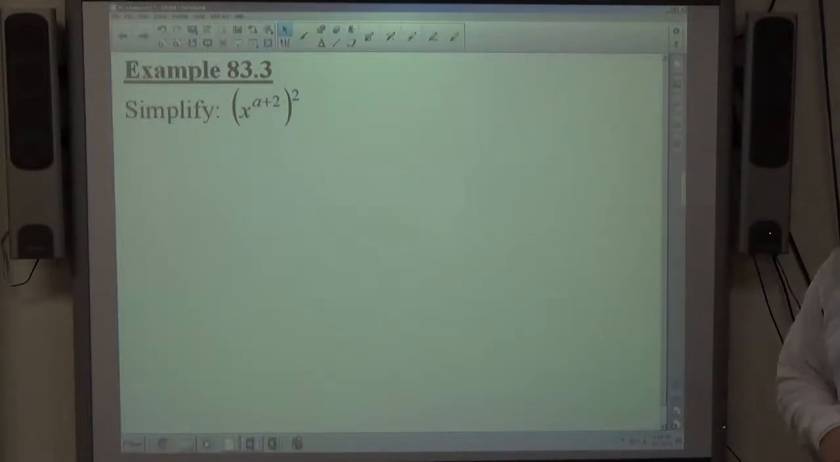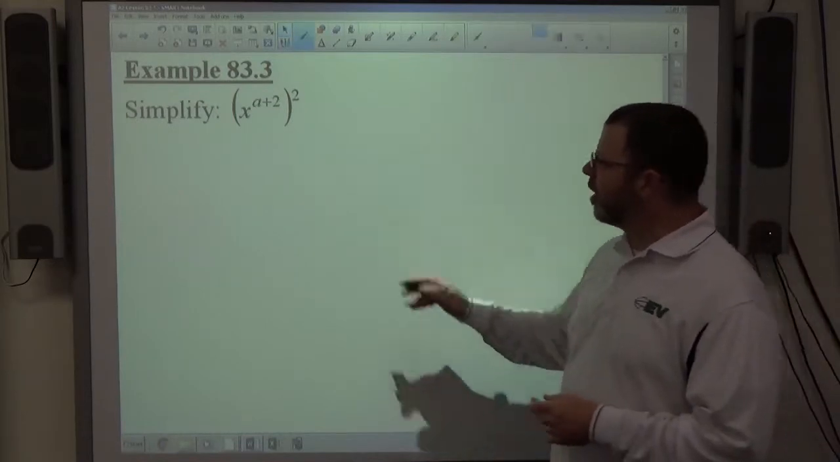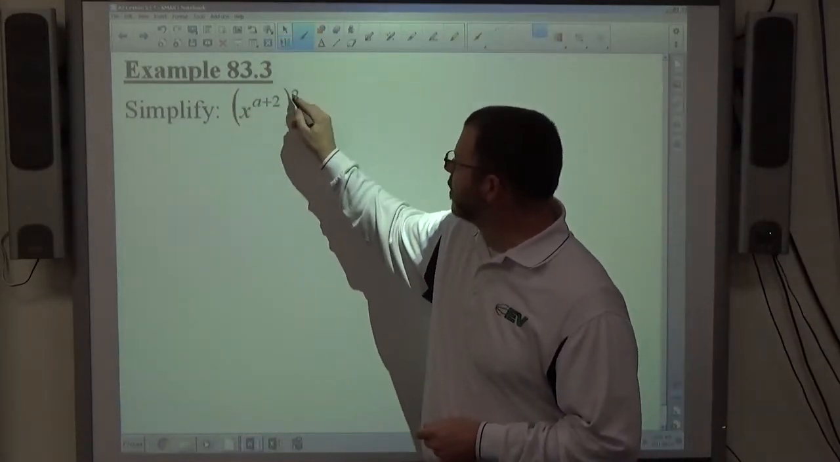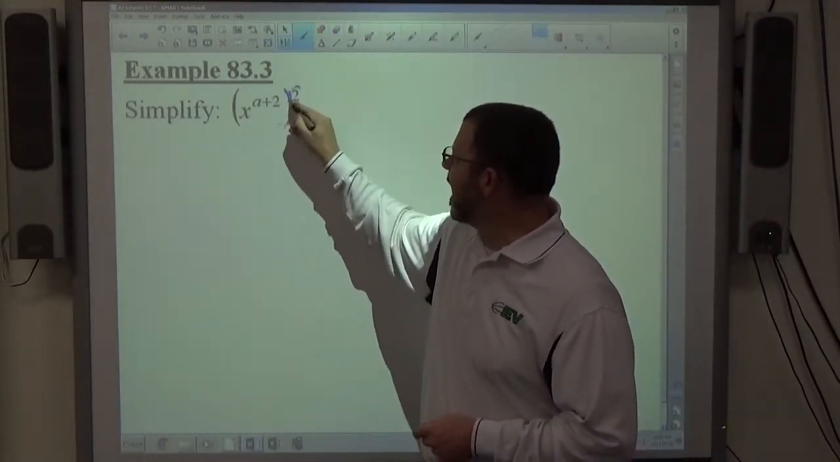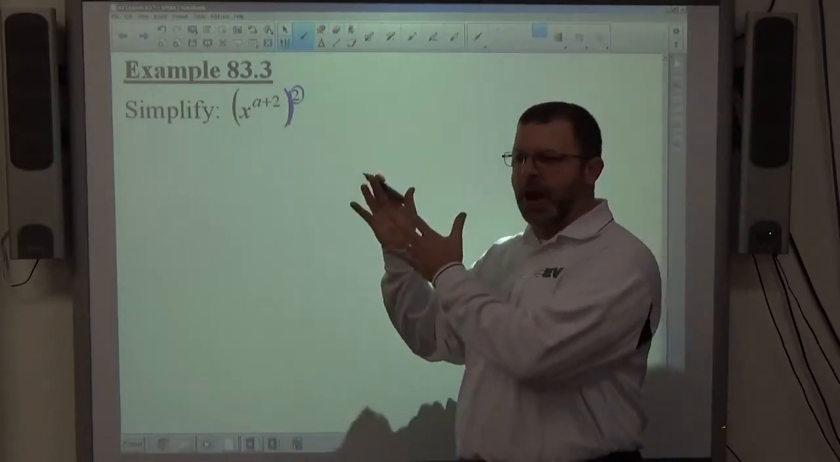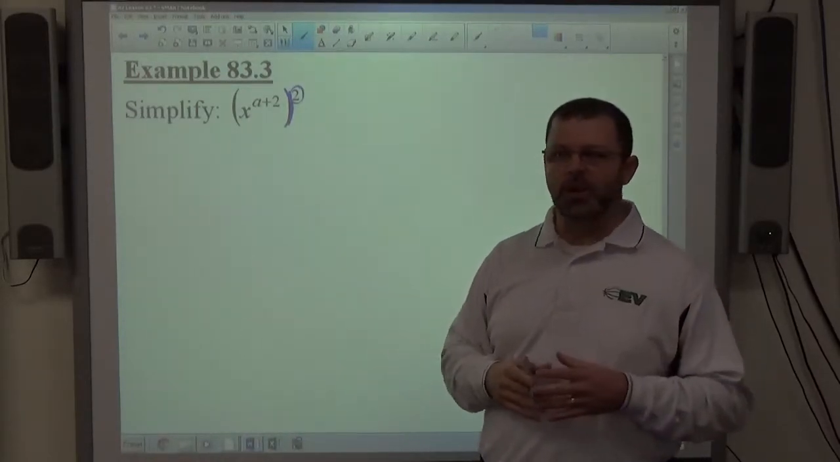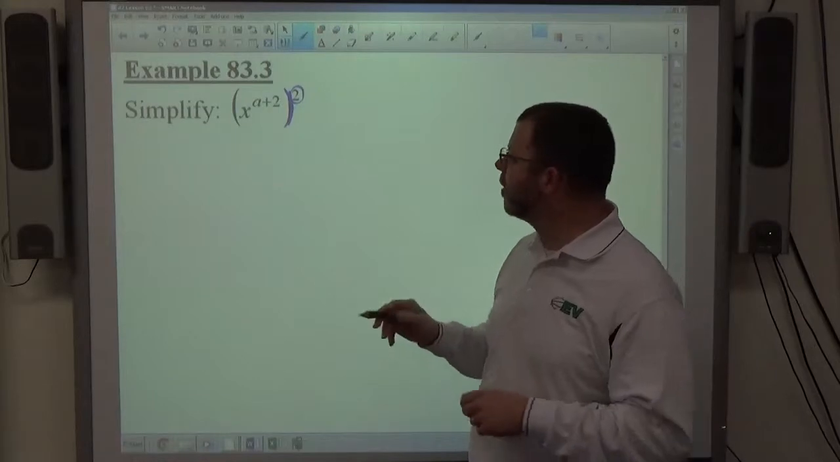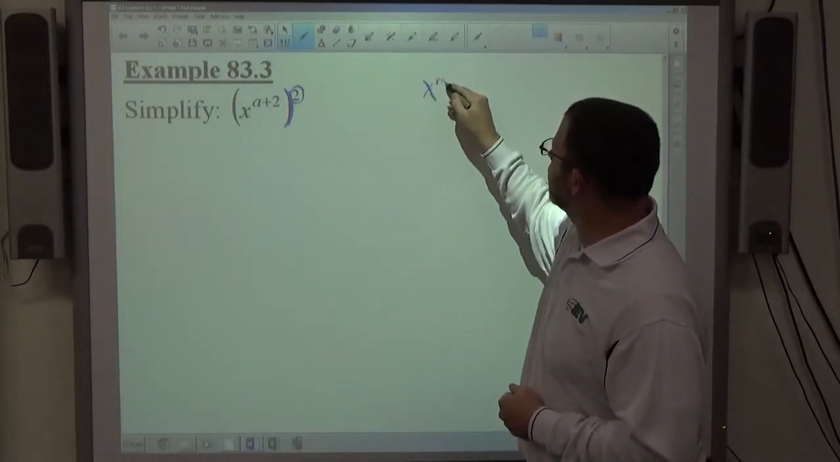Okay, this problem, x to the a plus 2, squared. So, looking at the structure, we have the parentheses with a power outside it. In general, if I ever see that picture, a parentheses with a power outside of it, now I'm dealing with this situation where it's a power expression to a power. The rule, again, states this.